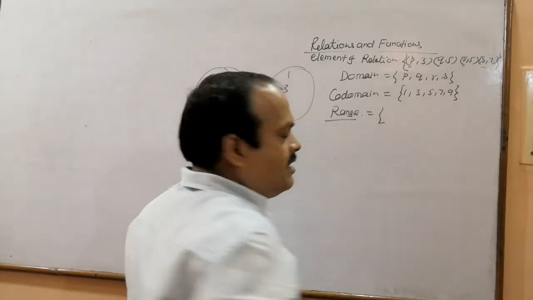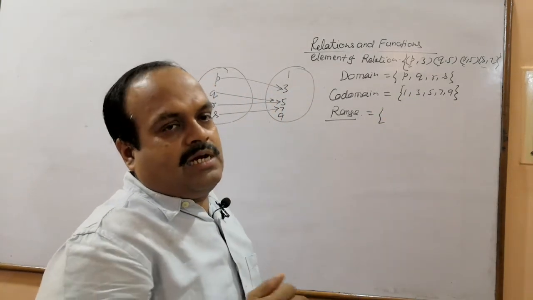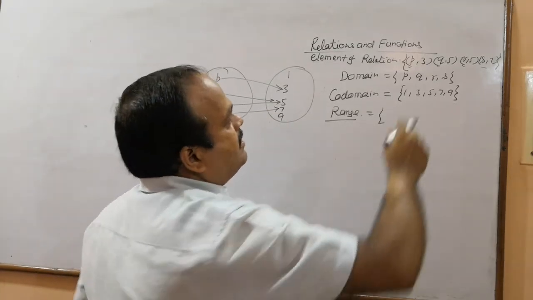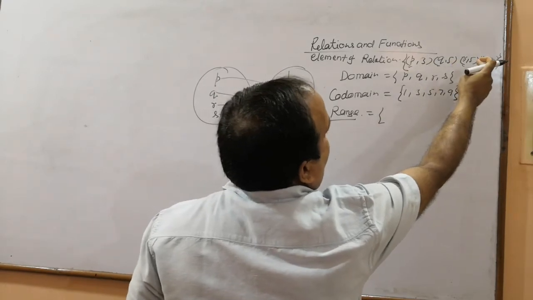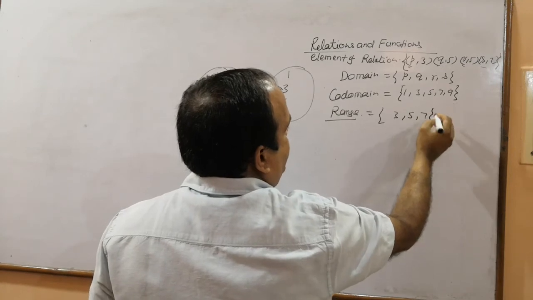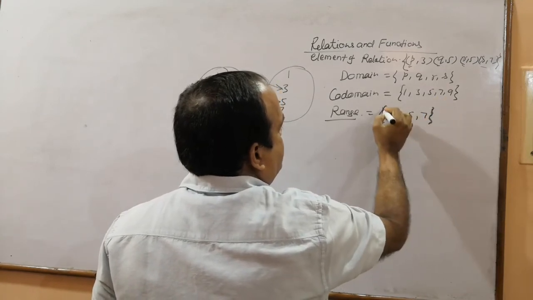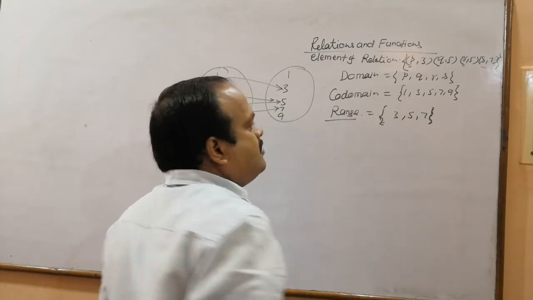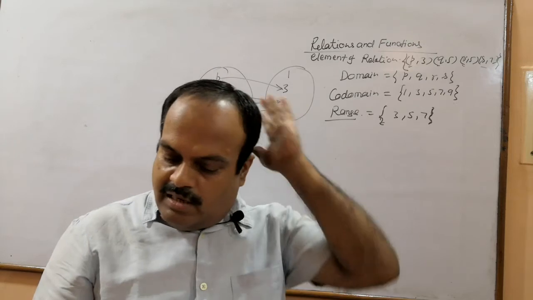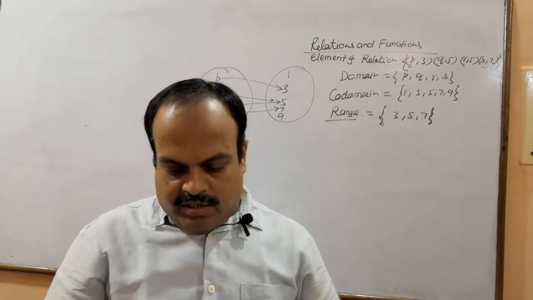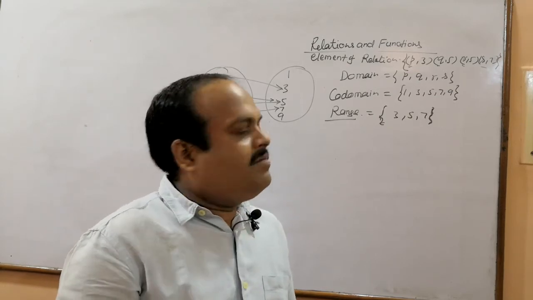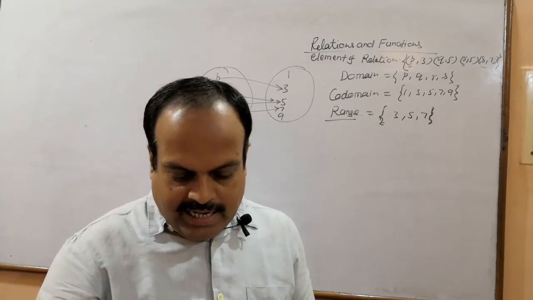Range. Range of a relation R means the set of second entries of the relation R. 3, 5, 5, 7. So 3, 5 and 7. So range is the set with 3 elements 3, 5, 7. Codomain 1, 3, 5, 7, 9 and domain P, Q, R and S.